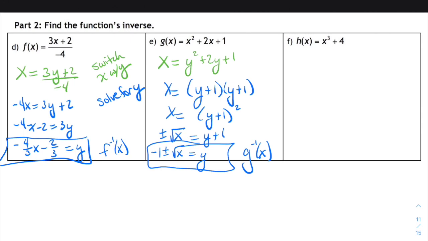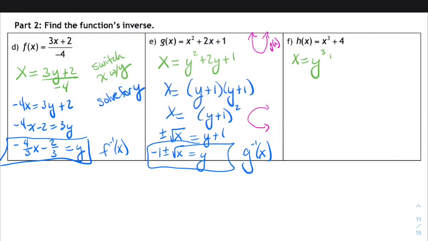Okay, thinking about what the graph looks like, we know that this is a parabola and it opens up. That's g of x. The inverse, we have the square root function. So hopefully we remember that square root function is going to look like this for the positive and like that for the negative. So that is what it's going to look like there. And then h of x, let's go ahead and keep rolling.